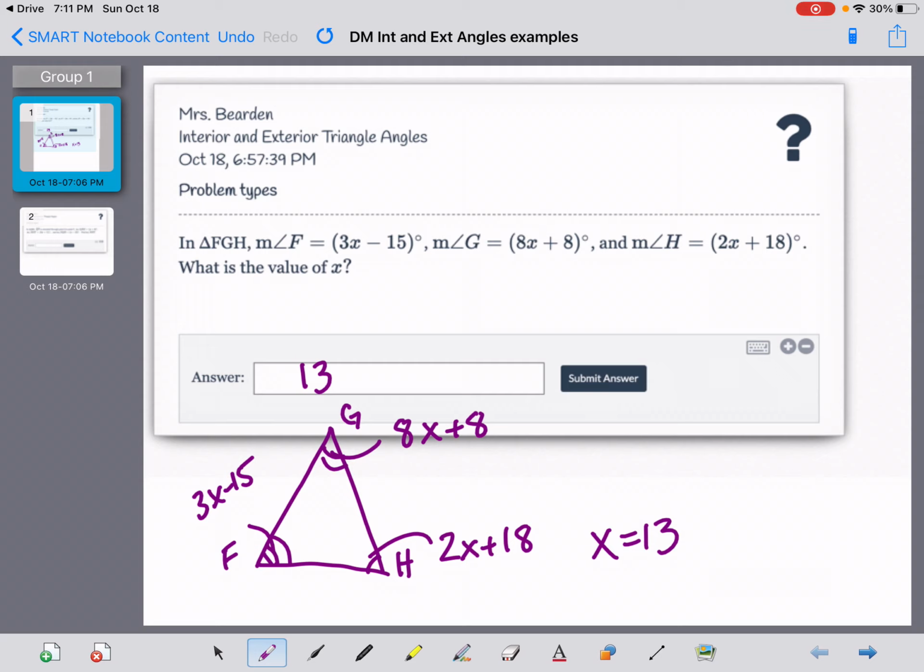Make sure that the question is asking for the value of X, because if not, and it asks, say, for angle H, you would then have to take that and substitute it and get your angle H. So just be careful of what the question's asking for.